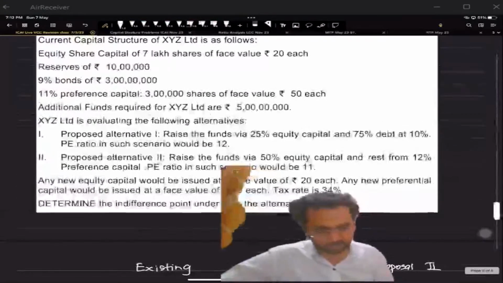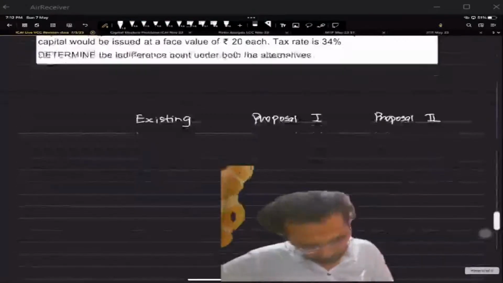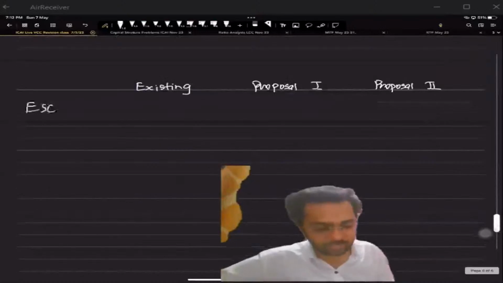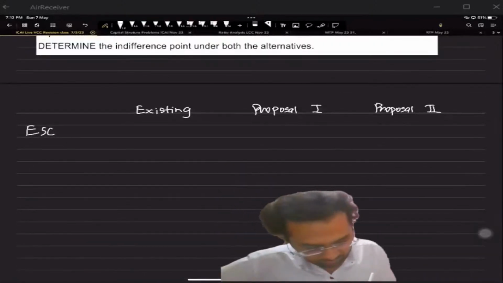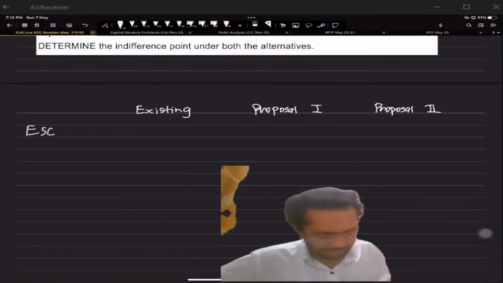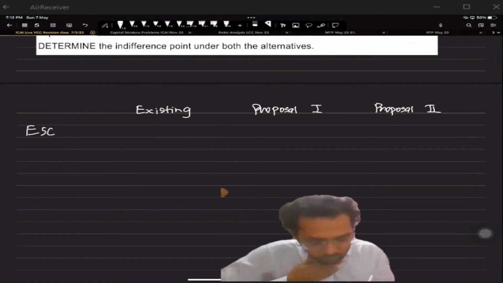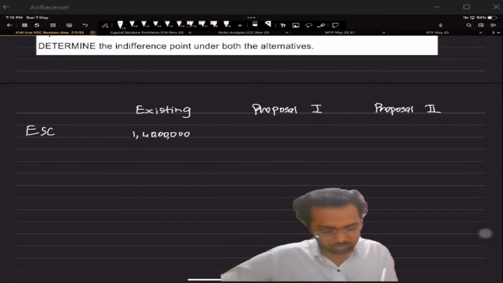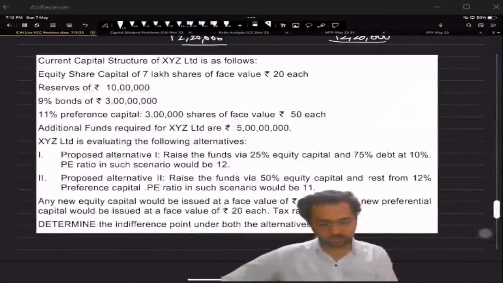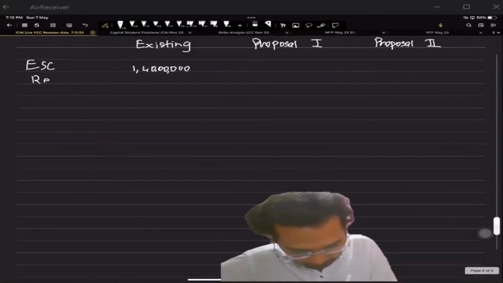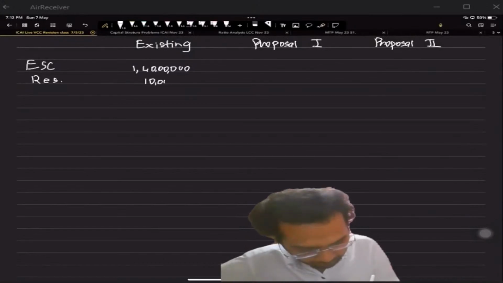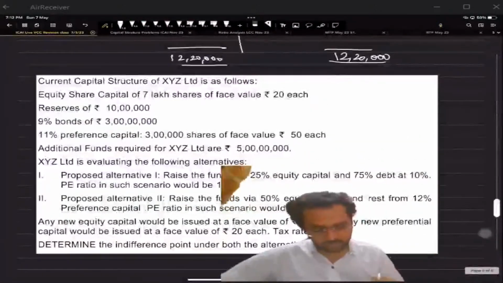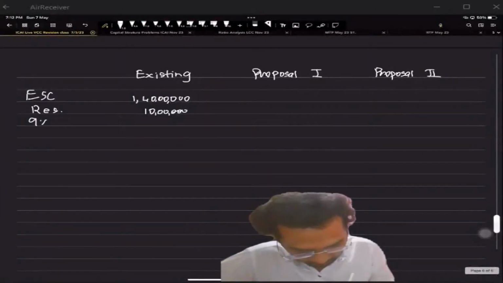So in the existing, we have equity share capital, 7 lakh shares of rupees 20 each. Face value is rupees 20 each. So 7 lakh into 20, that works out to be what? 7, 14, 1 crore 40 lakh. Right? We have 1 crore 40 lakh. The reserves are of 10 lakh. 9% bonds are of 3 crores.